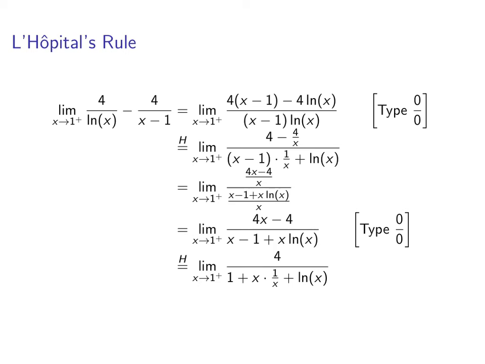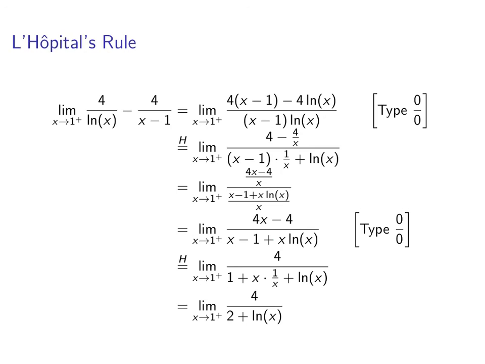So we can differentiate again. We'll get 1 plus, and then in order to differentiate x log x, we need to use the product rule. We'll get x times 1 over x plus log x. Make sure you're working out all these derivatives. And also make sure you're not using the quotient rule. We're just using L'Hopital's rule, where we separately differentiate the top and the bottom.